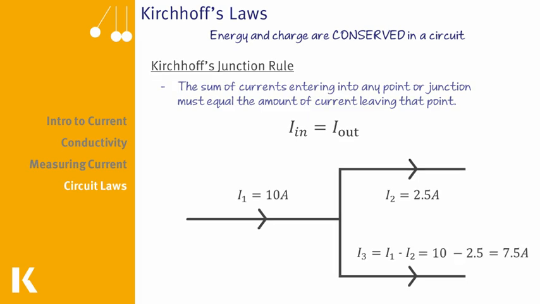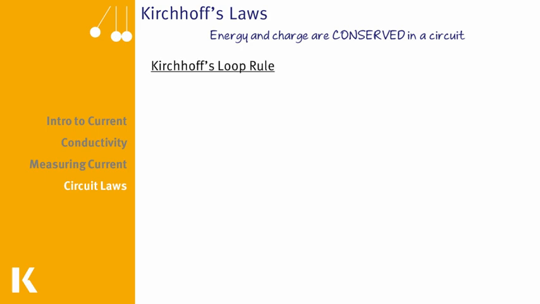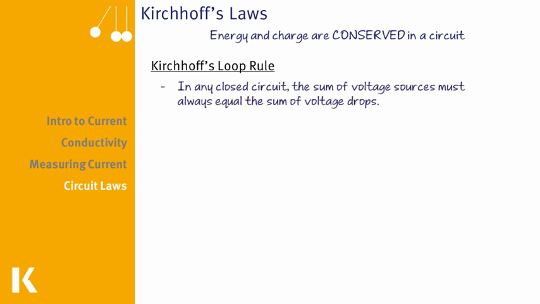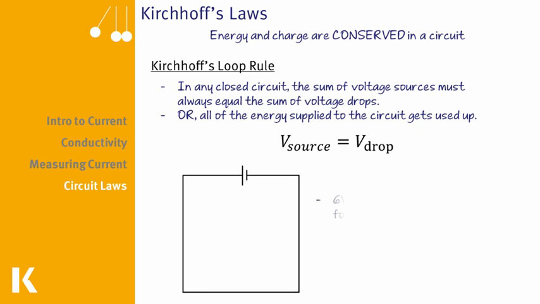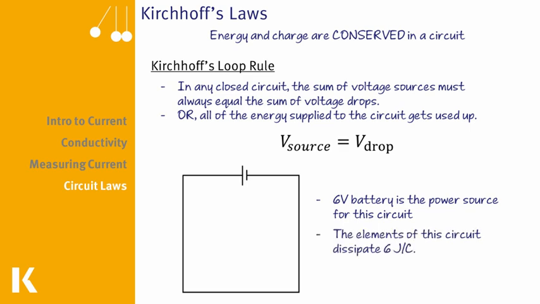Kirchhoff's second rule is the loop rule. It tells us that the voltage from the source, or the battery, is equal to the voltage drop across the circuit. Put differently, all the energy supplied to the moving charges by the battery is consumed by those charges in one trip around the circuit. So in any circuit, such as the one at the bottom of your screen, the elements of the circuit must dissipate x joules of energy per coulomb of charge, where x is the total voltage supplied to the circuit. And in this case, x is 6 volts.